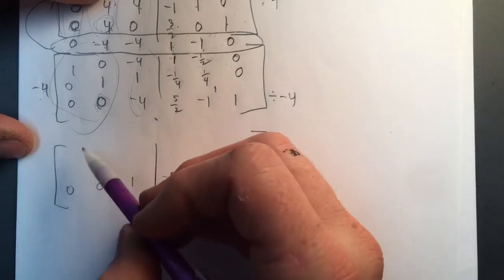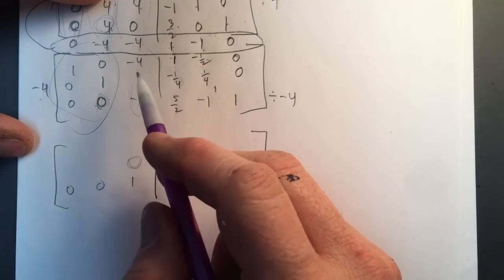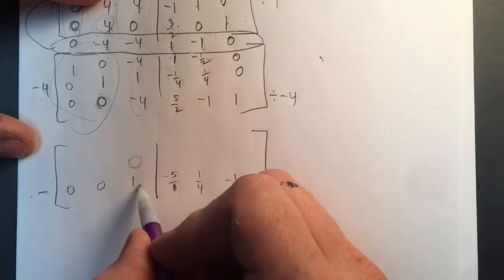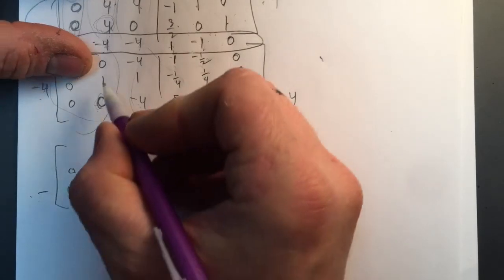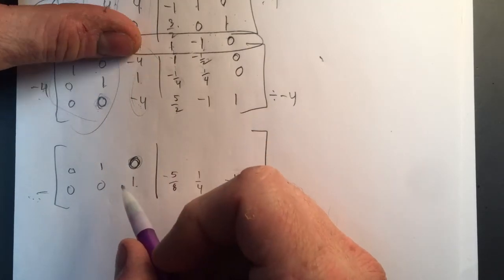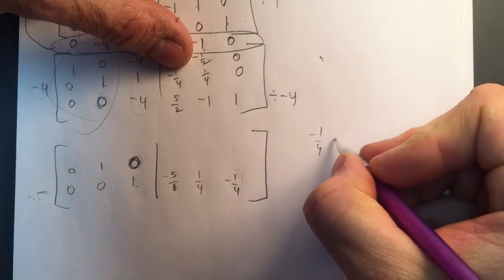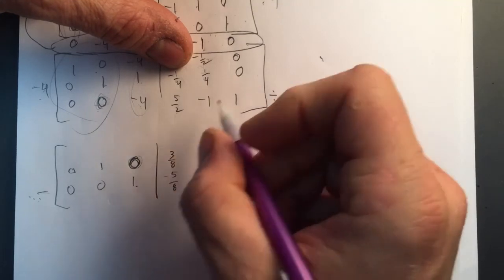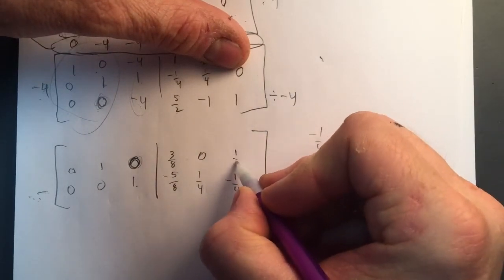Okay. Now I need a 0 right there. That's a 1. So I think what I'll do is I'll just subtract this row from that one. 1 minus 1 would make it be 0. So that's why I'm going to subtract this one. So 0 minus 0 would be 0. 1 minus 0 is 1. 1 minus 1 would be 0. Negative 1/4 minus negative 5 eighths would be negative 1/4 plus 5 eighths, which is 3 eighths. 1/4 minus 1/4 is 0. 0 minus negative 1/4 would be positive 1/4.